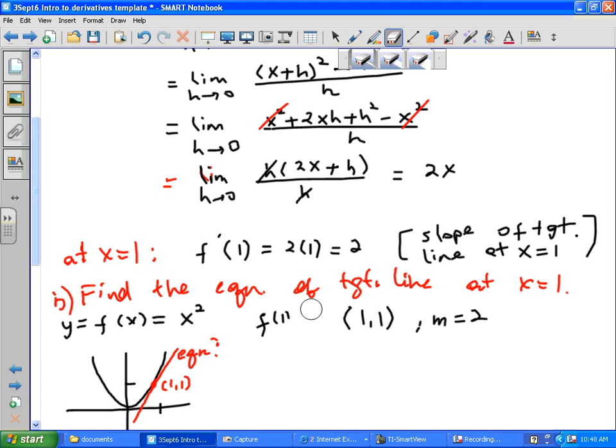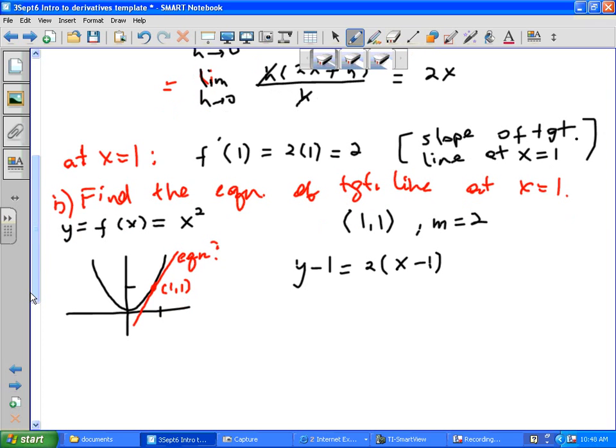Okay, so let's finish the equation of the line. I'm going to use point slope form. You could use any other form as well. So y minus 1 equals the slope times x minus 1. And we just simplify.